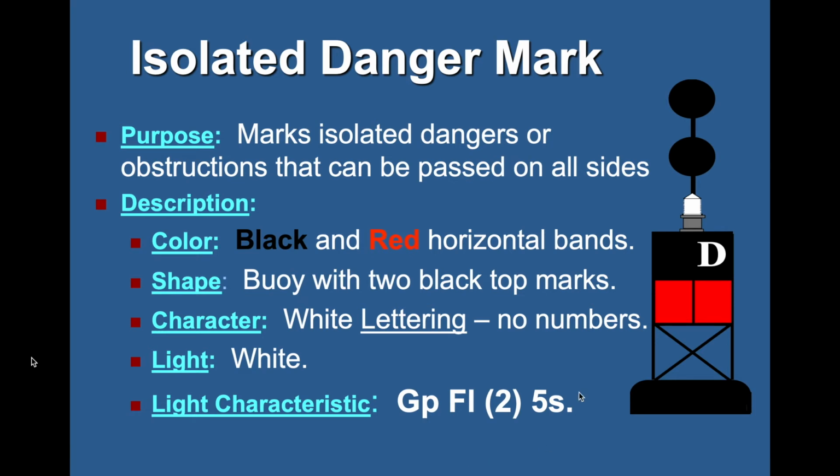Isolated danger marks: 2 top marks, black balls on top, white light, lettered, black and red horizontally banded. These flash 2 times every 5 seconds, white. Remember, these can be passed on either side too. They don't have lateral significance. They're marking a hazard.